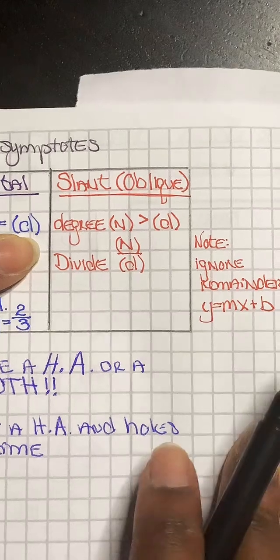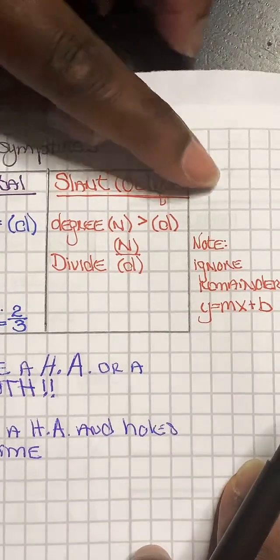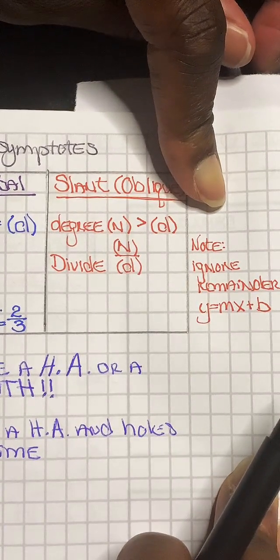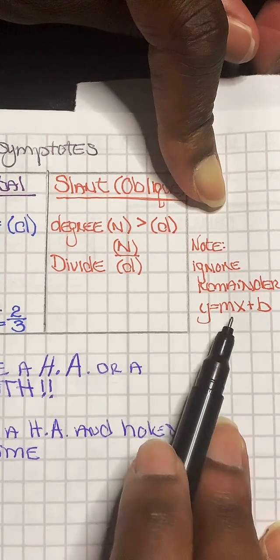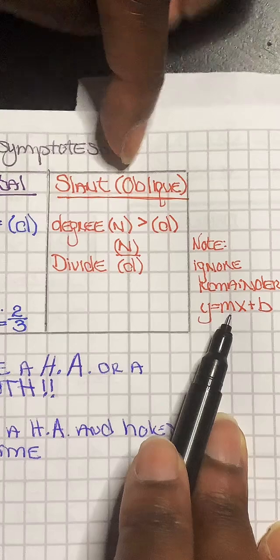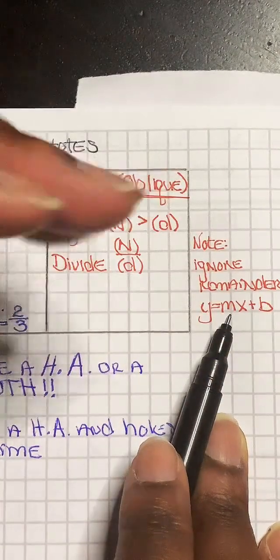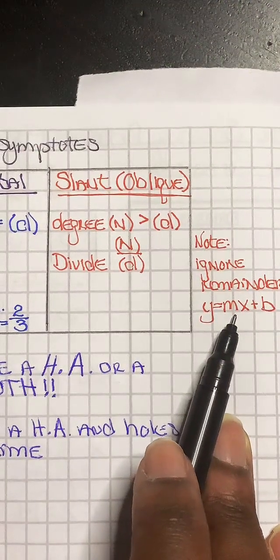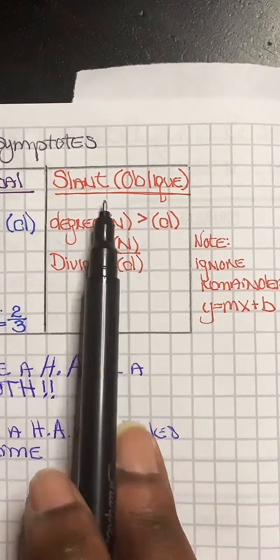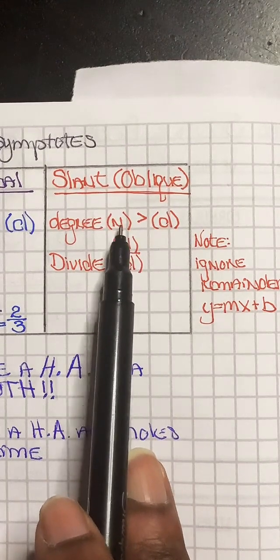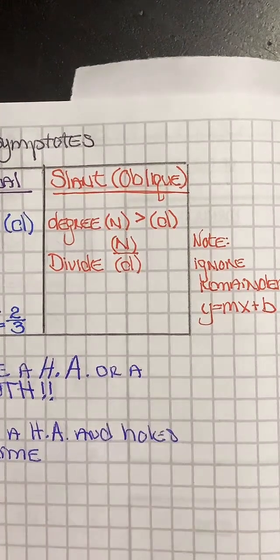But here's a key thing. Once you get your number, you ignore the remainder. You don't need the remainder, because what you're trying to do is get the equation of the line that makes up your slant, because slant is either going up as positive or down as negative. So we're kind of bringing back the equation of the line to define your slant, or oblique. That's when the degree of the numerator is larger than the degree in the denominator.